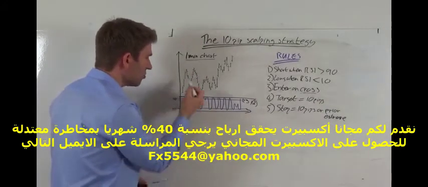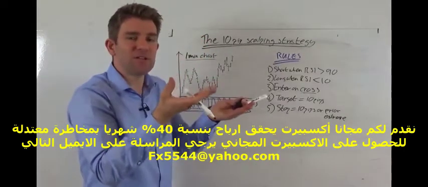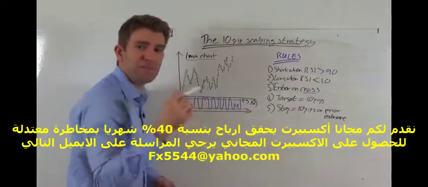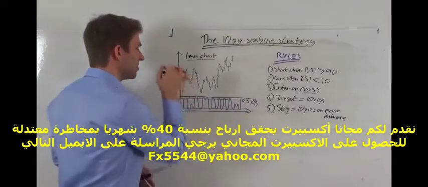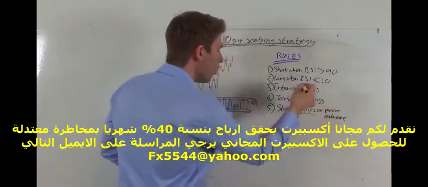Don't take it while it's extreme, because this could go extreme, extreme, extreme. You're waiting to see some evidence that the balance is tipping. As soon as you see that evidence and that comes back below 90, bang, you're hitting it short. You've got a 10 pip target, you've got a 10 pip stop loss, okay?